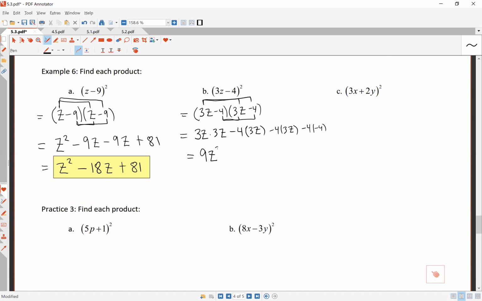That's the perfect square, 9z squared. That's minus 12z minus 12z. And negative 4 times negative 4 is positive 16. The middle terms are combining to give us negative 24z. We have 9z squared minus 24z plus 16.